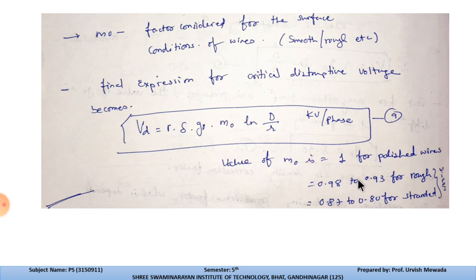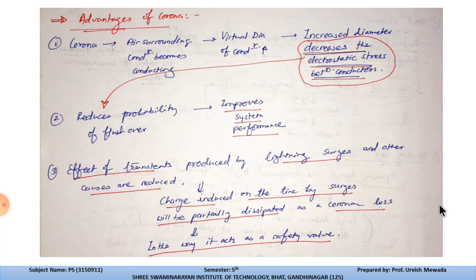So this is how we can derive the equation of critical disruptive voltage. This is the voltage at which corona starts forming. Now the advantages of corona.